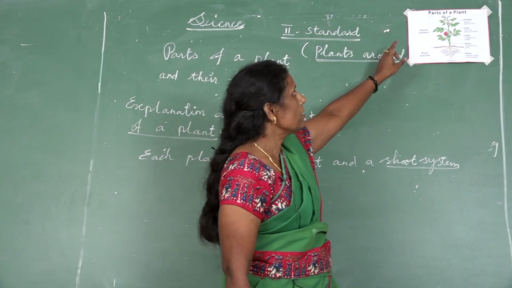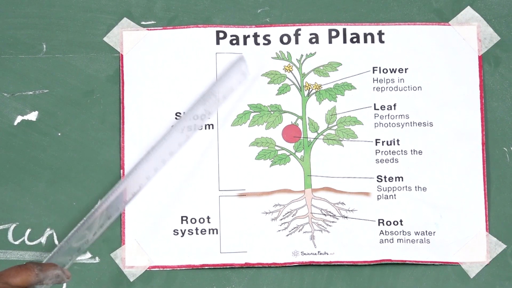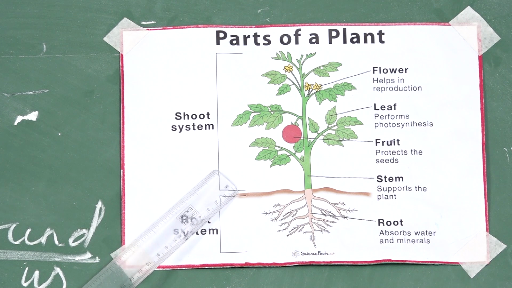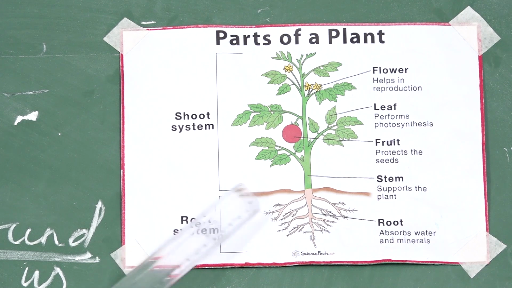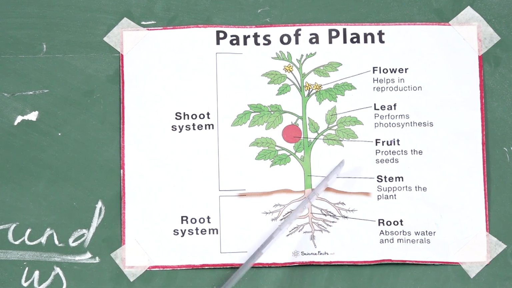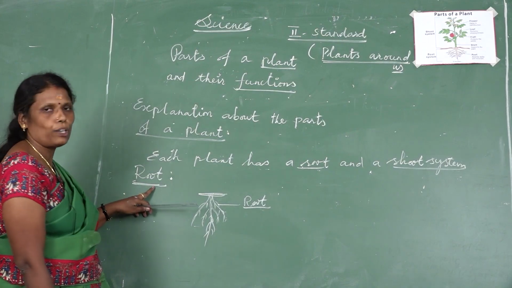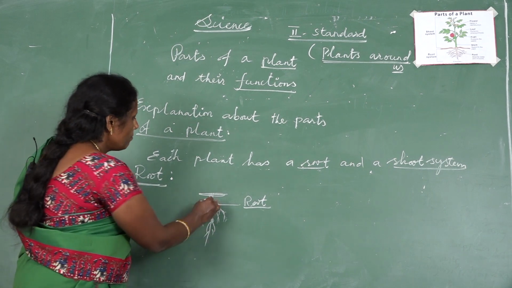Now look at the picture children. It shows the parts of a plant. Each plant has 5 basic parts. They are root, stem, fruit, leaf, flower. First we have to discuss about the root. This is the root.